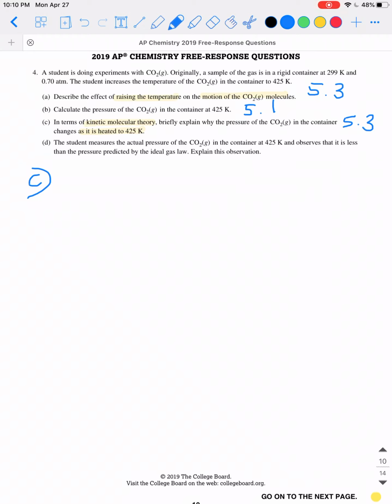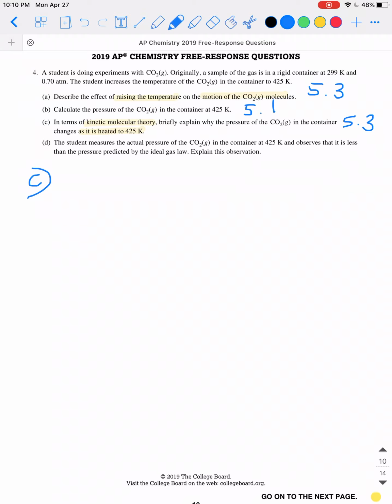So 1, the volume of individual particles is assumed to be negligible. 2, particles are in constant random rapid motion. 3, collisions are elastic, which means that no kinetic energy is lost. And 4, pressure is due to collisions with the walls of a container. So we know for this question that as the temperature increased, the pressure increased from 0.7 atm to 0.99 atm. However, the reason why this happened is because of the last part of the kinetic molecular theory, which states that pressure is due to collisions with the walls of a container.